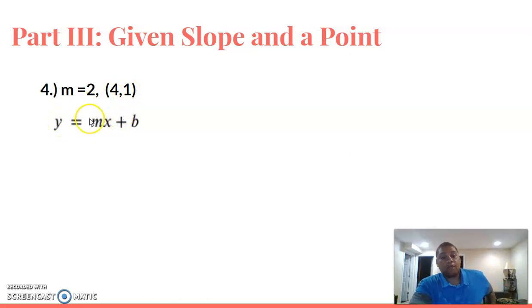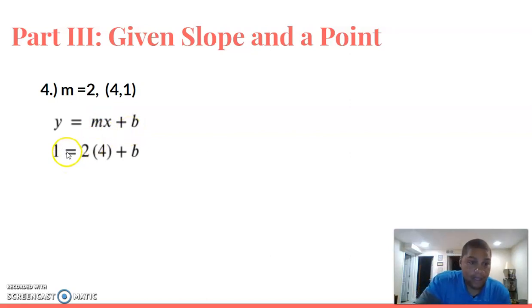So what we're going to do is plug in what we know. And it turns out the only thing we don't know is b. We know y is 1. We know m is 2. We know x is 4. So we can solve this equation and figure out what b is. This is one of the neat things about algebra. We can take an incomplete set of information and complete it.